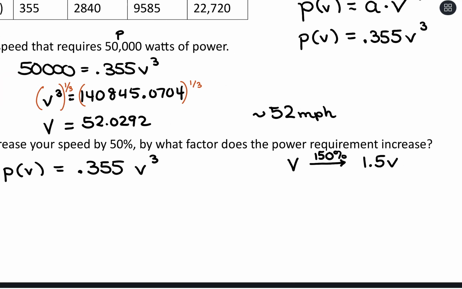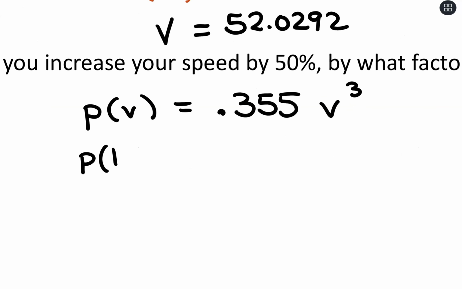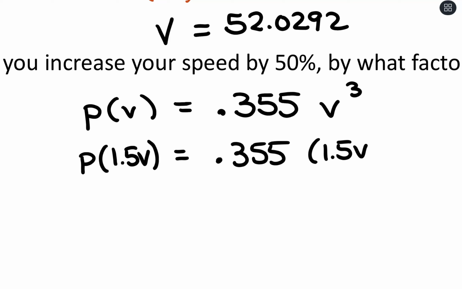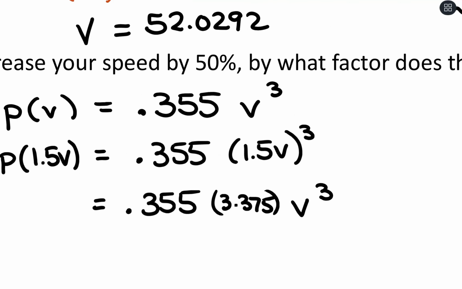So let's see how our function is going to change if I plug in 1.5 V. So P of 1.5 V, so if we increase by 50%, we're going to have 0.355 times 1.5 V in parentheses raised to the 3rd power, which means we have 0.355 times 1.5 to the third power, which is 3.375. And then we still have V cubed. So our new piece here is this multiplication of 3.375.